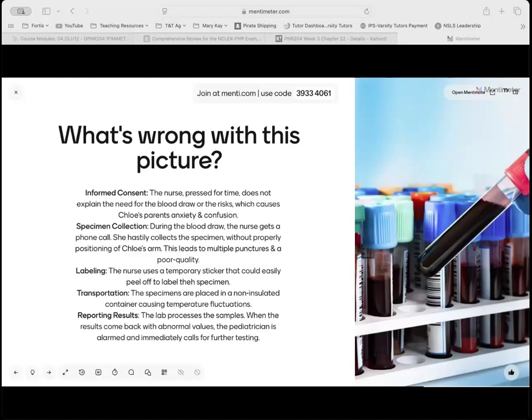So poor lab has been left in the dark the entire time, and they process the sample thinking that all is well and good. And the results come back with abnormal values. So they follow procedure and they call the physician, who is alarmed and immediately calls for further testing. So what happened to Chloe as a result of all of these holes in our process? Added procedures that would not be needed. Yep, we're ordering additional testing.